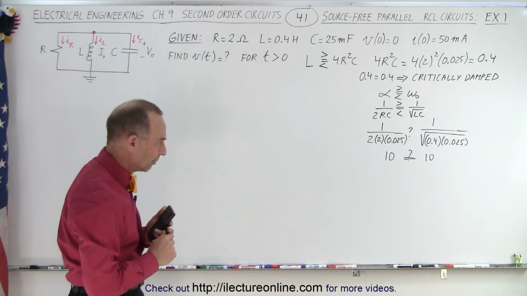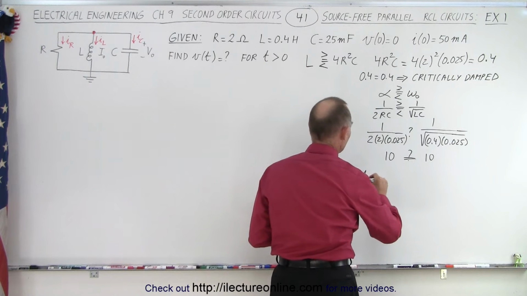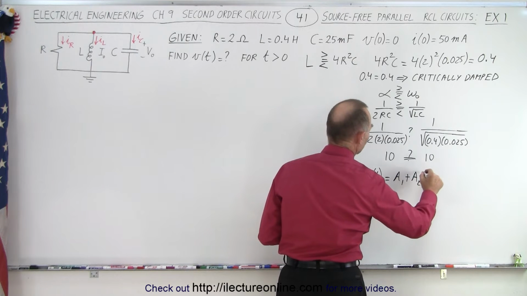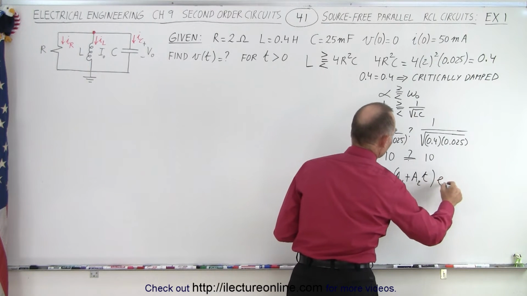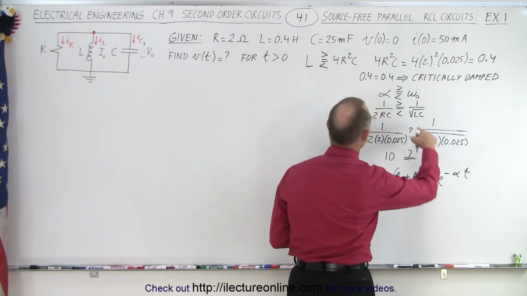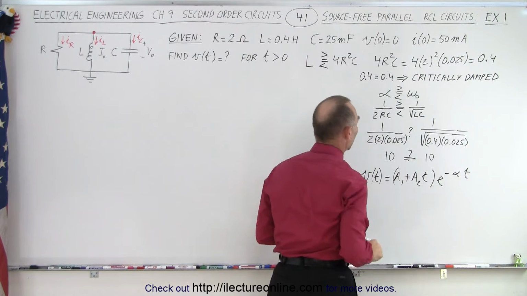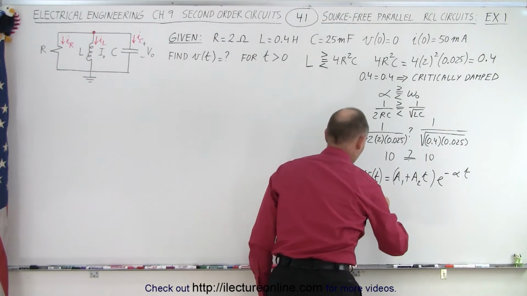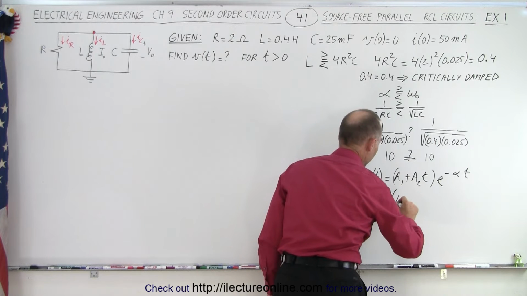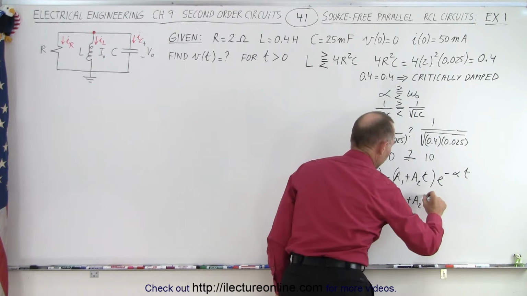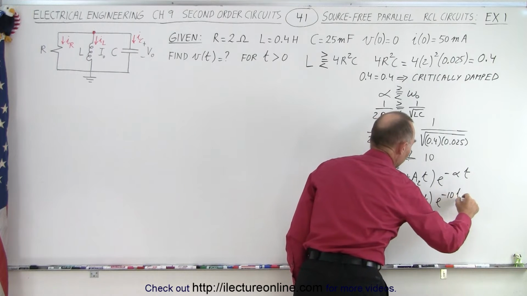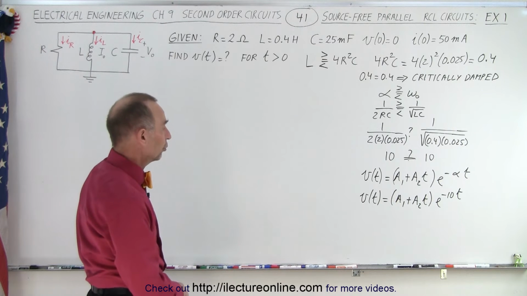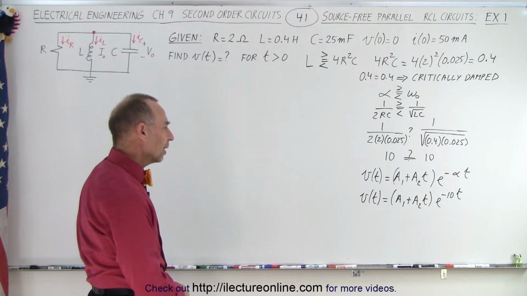If it's critically damped, the voltage as a function of time is equal to A1 plus A2 times t, multiplied by e to the minus alpha t. Alpha is 1 over 2RC, which we now know is 10. So we can plug that in: the voltage as a function of time is A1 plus A2 times t times e to the minus 10t. All we have left to do is determine what A1 and A2 are. We can do that in several ways.